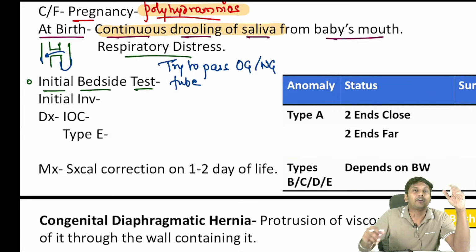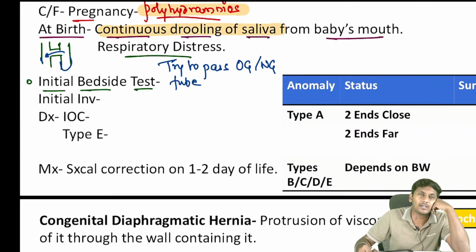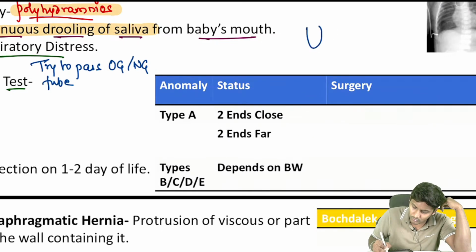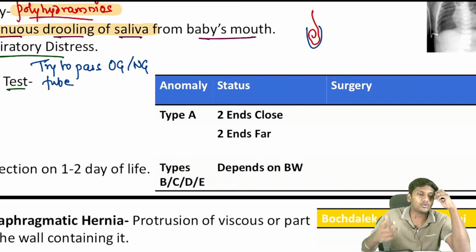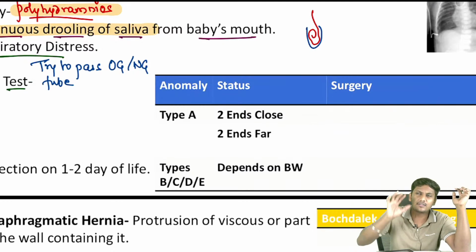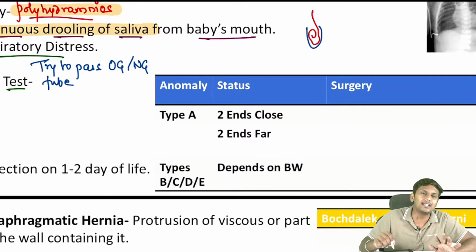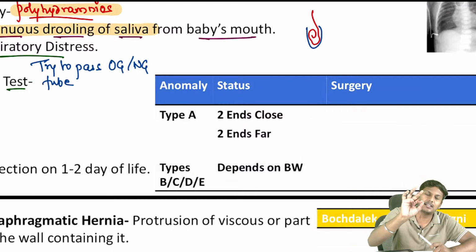Okay? But when you try to pass the orogastric or the nasogastric tube, you are going to get a resistance after a while. Why? Because this tube will go till a distance, but after that it is going to coil up, and as it coils up, definitely you are going to get a lot of resistance. You are not able to pass the tube further. So usually that distance is 10 centimeter. You can pass the tube till 10 centimeter, and then definitely you will get a lot of resistance.